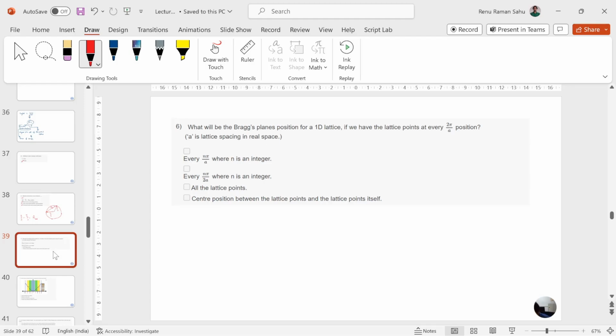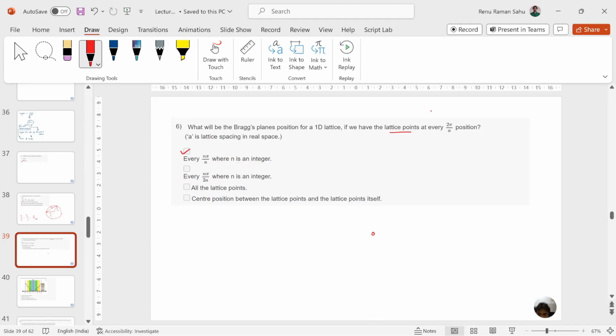For a 1D lattice, if we have lattice points at every 2 pi by a position, where a is the lattice spacing in real space, what will be the Bragg planes? Every n pi by a, that is correct. Is it n pi by 2a or n pi by a? It is n pi by a. A lattice point at 2 pi by a position gives Bragg planes at n pi by a.